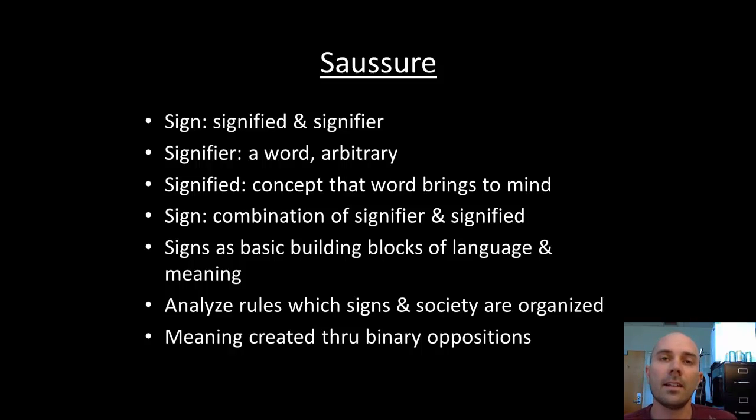One key insight that Saussure had is that meaning is created through binary oppositions. This is going to be one key principle that we should be able to apply fairly easily to texts that we're reading: creating binary oppositions that will help us create meaning from those texts.